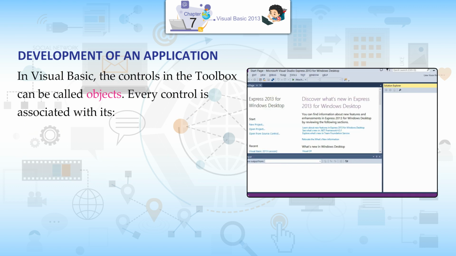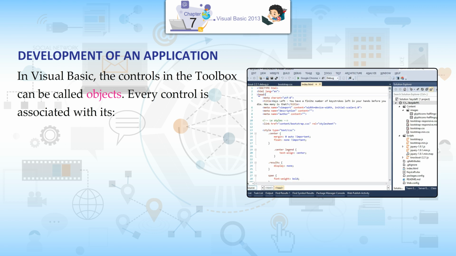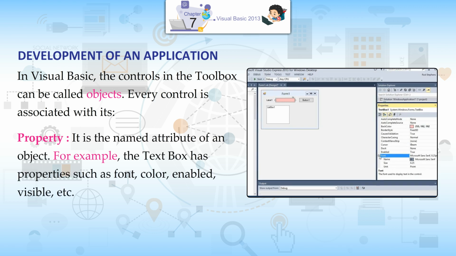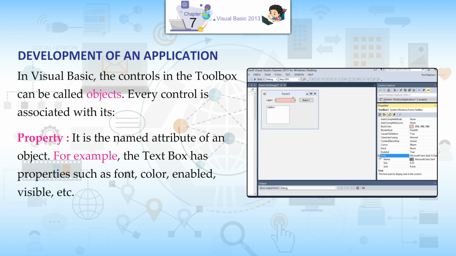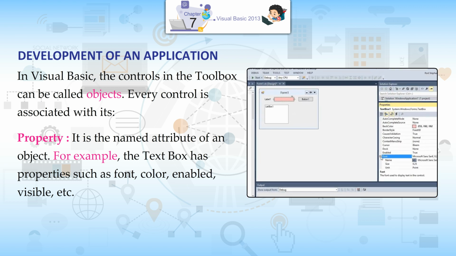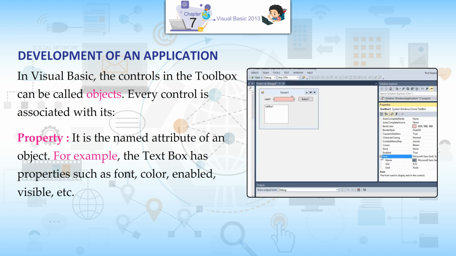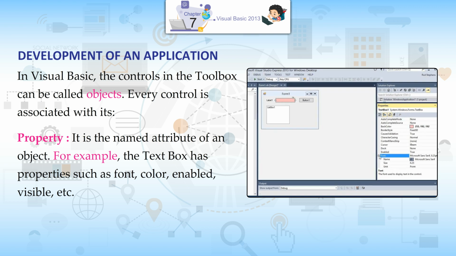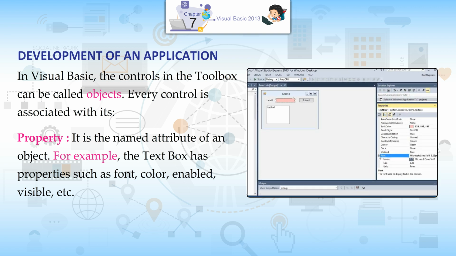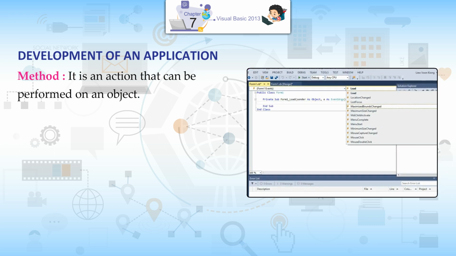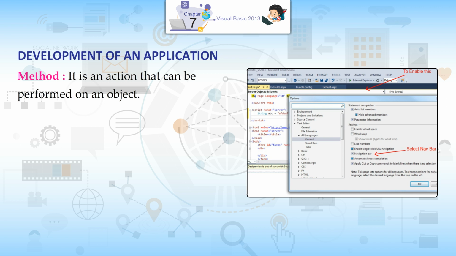In Visual Basic, the controls in the toolbox can be called objects. Every control is associated with its property. It is the named attribute of an object. For example, the text box has properties such as font, color, enabled, visible, etc. Method. It is an action that can be performed on an object.